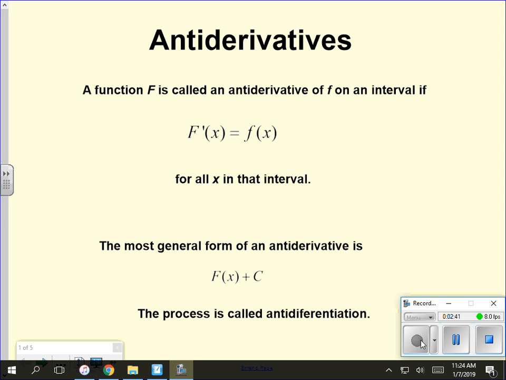Okay. Do not forget the plus c. You will lose points if you forget the plus c, plus some constant. It is an important one. The process of finding the antiderivative is, lo and behold, anti-differentiation.